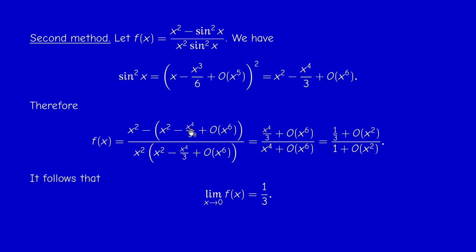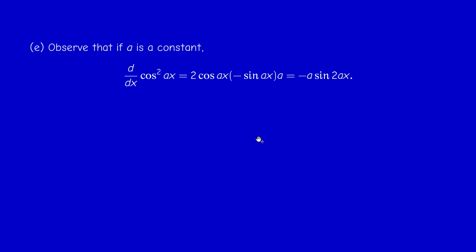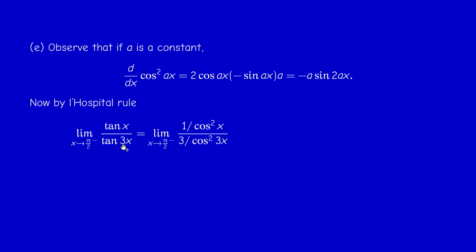It seems a little bit simpler, actually, but you just have to get used to this notation. Okay, so the final limit: tangent x over tangent 3x as x tends to pi over 2. Actually, I put pi over 2 minus, so it's the limit from the left, but it's not really important because the limit from the right is the same.